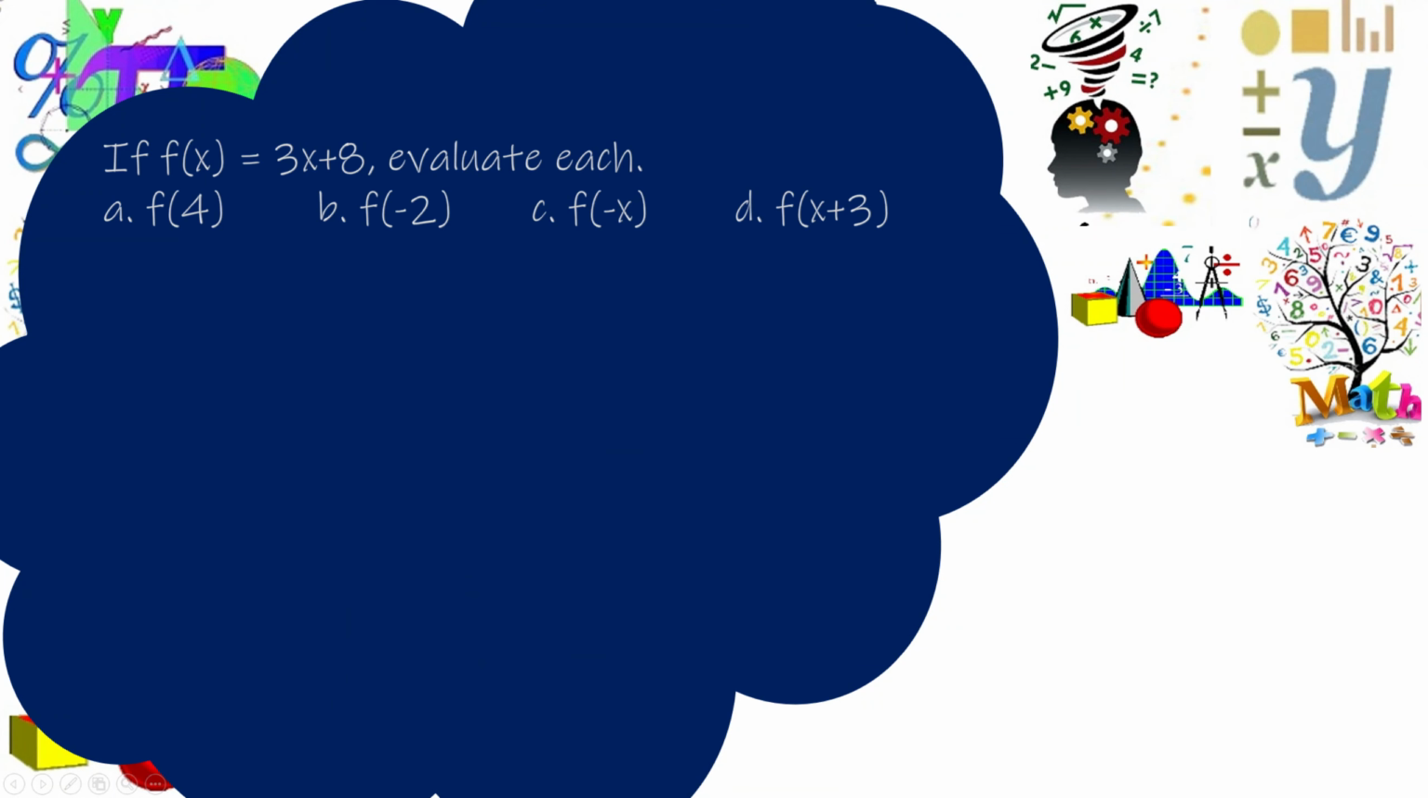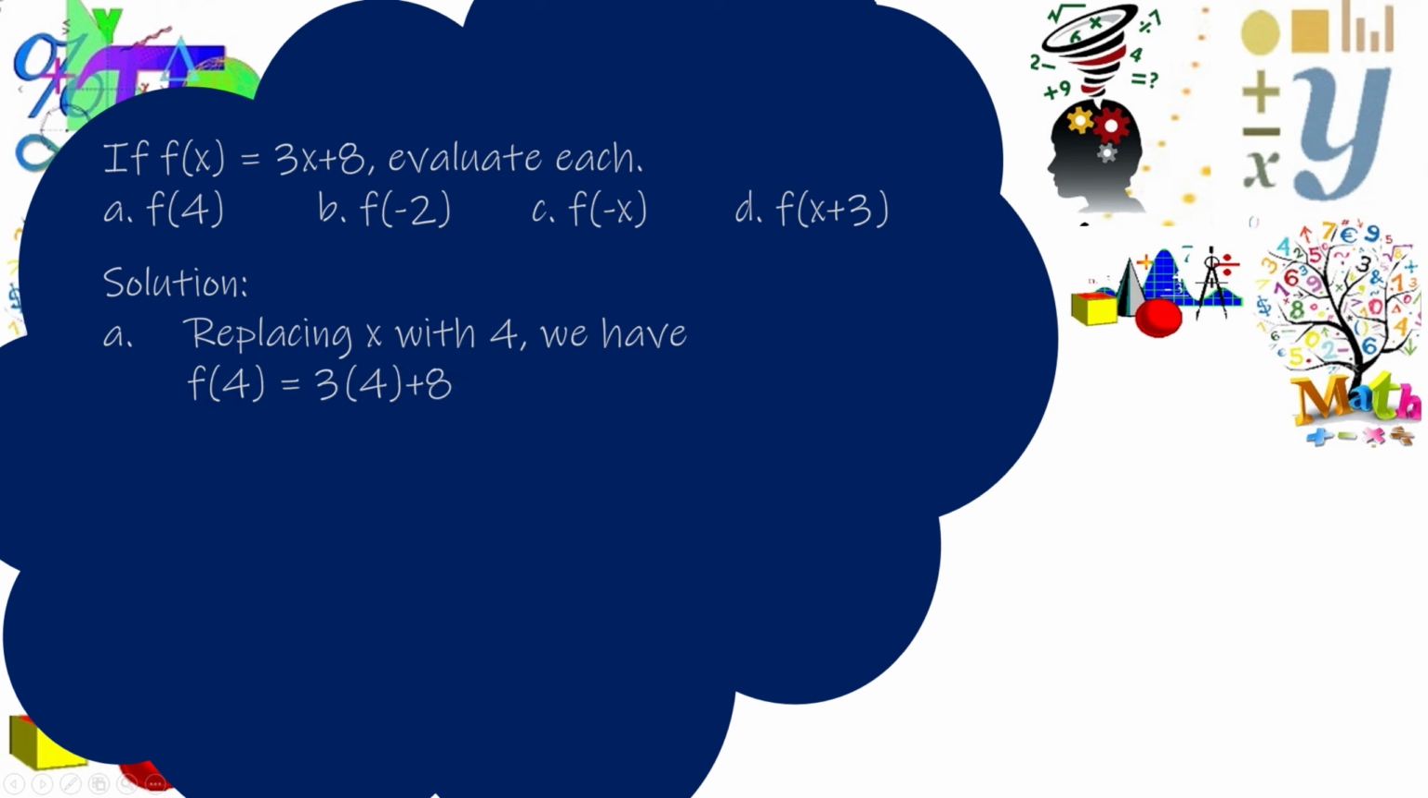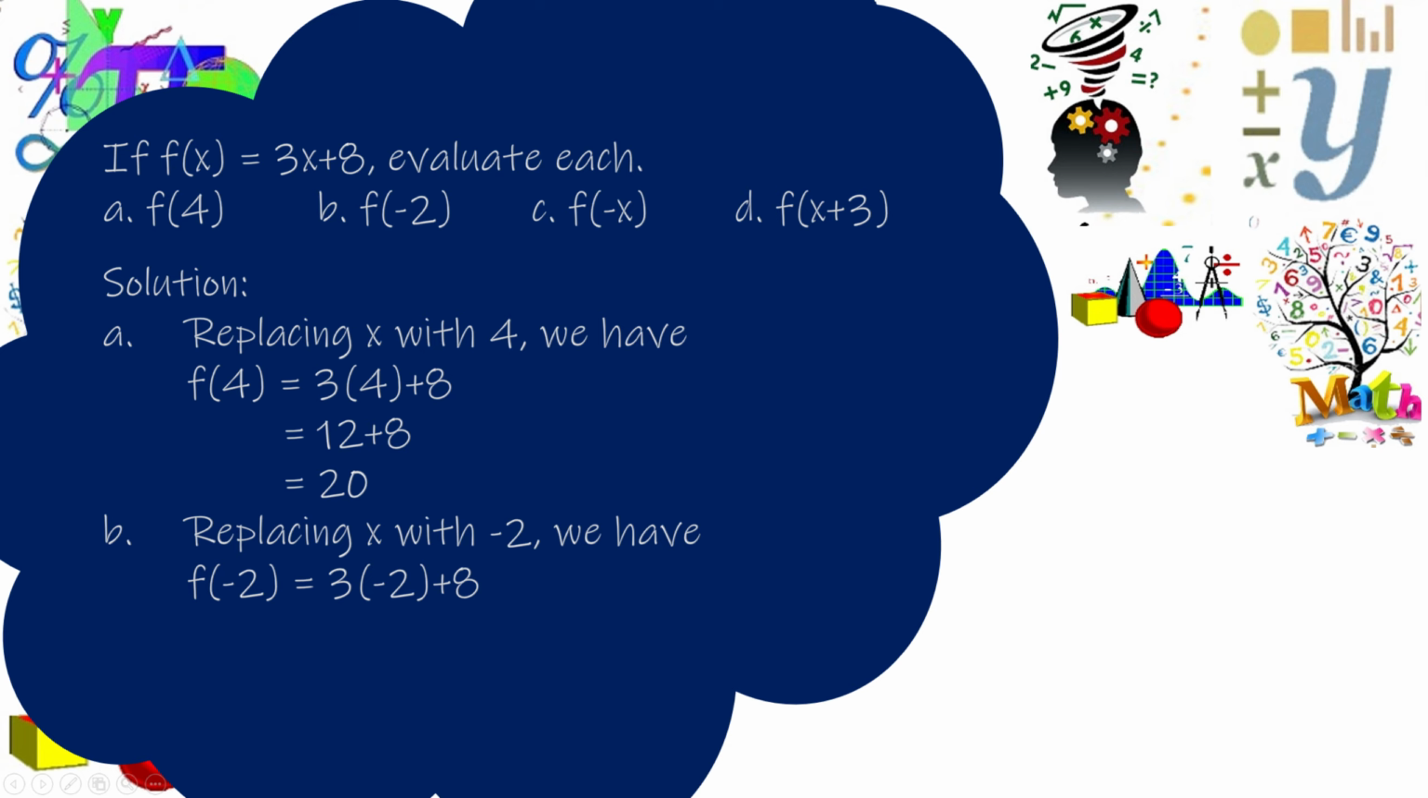Let's try this. If f of x equals 3x plus 8, let's evaluate the following: a, f of 4; b, f of negative 2; c, f of negative x; and d, f of x plus 3. Let's have the solution for letter A. Replacing x with 4, we have f of 4 equals 3 times the quantity of 4, plus 8, equals 3 times 4 is 12, plus 8. F of 4 equals 20. Letter B. Replacing x with negative 2, we have f of negative 2 equals 3 times negative 2 plus 8, equals negative 6 plus 8. F of negative 2 equals 2.